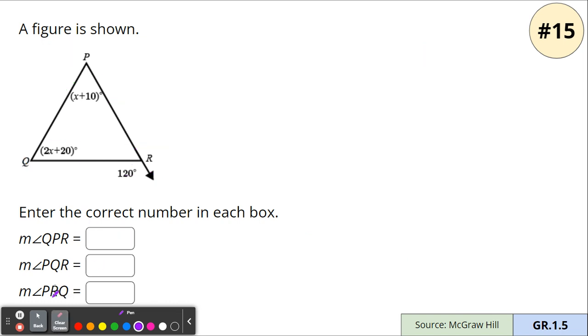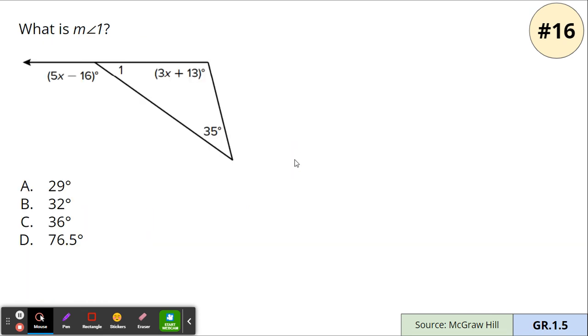Okay, now let's move on to question number 16. For question number 16, we are asked to find the measure of angle 1. As you can see here, our angle 1 is this one.